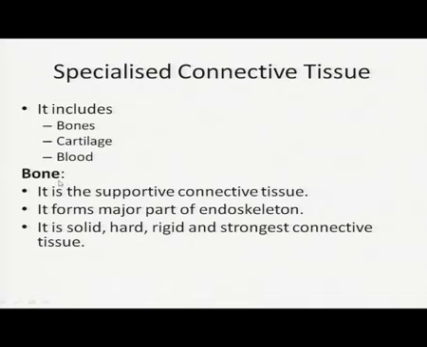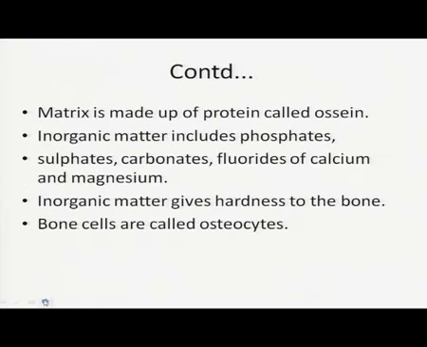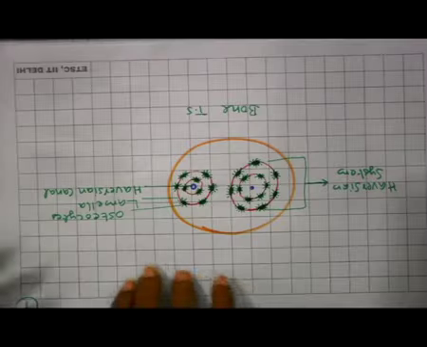First, we can go to the structure of bone. You know, bone is a connective as well as a supportive tissue, so it is known as a supportive connective tissue. It forms the major part of the endoskeleton in the human body. It is solid, a hard and rigid tissue, and it is the strongest connective tissue present in the human body. Now, you can see the diagram of the bone here.